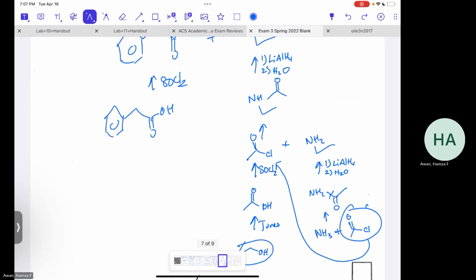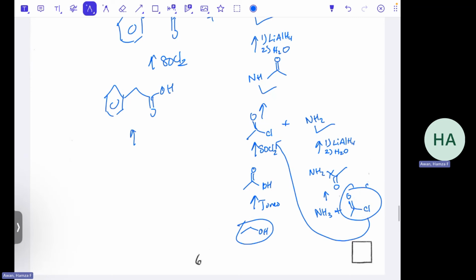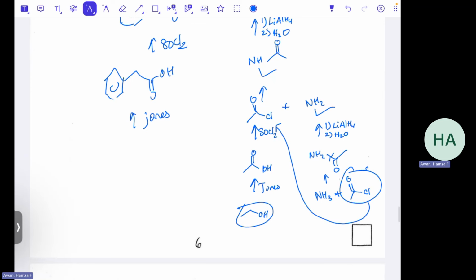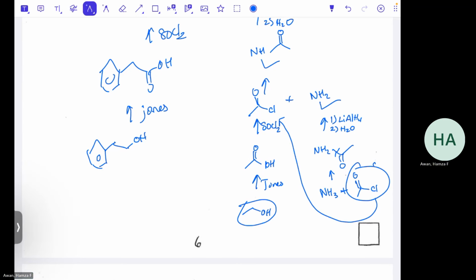So this carboxylic acid, what we can do is use the same Jones again, and this is going to cause it to become an alcohol one more time, and OH like this. And so on this one, we can cleave it over here and do the Grignard reagent 2 times.